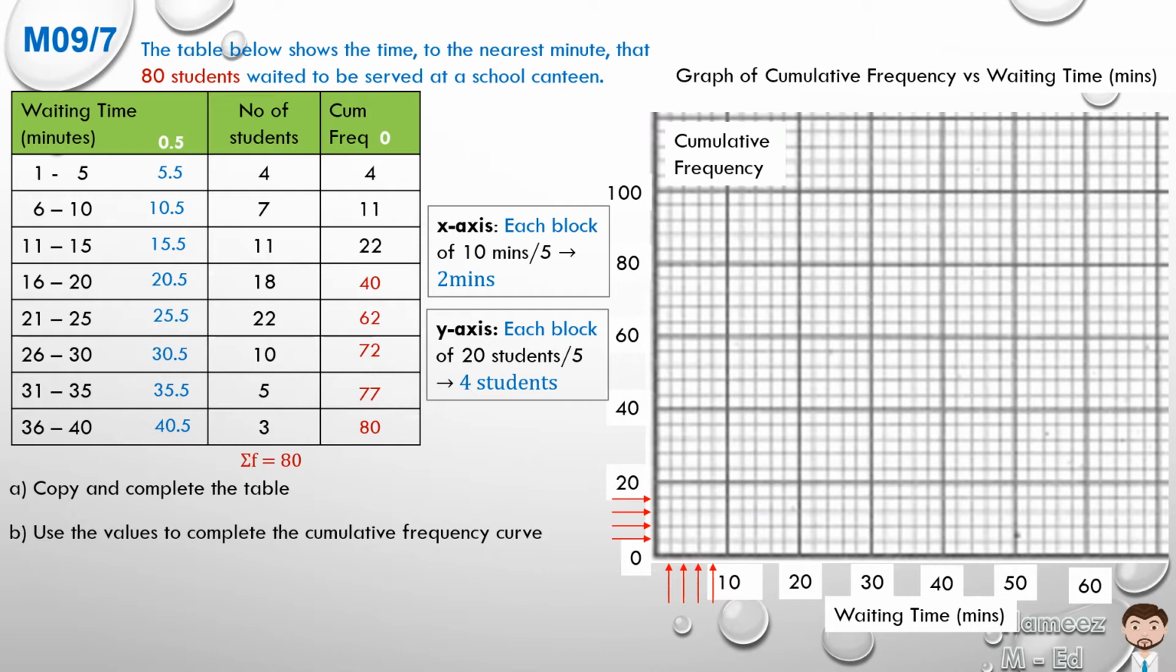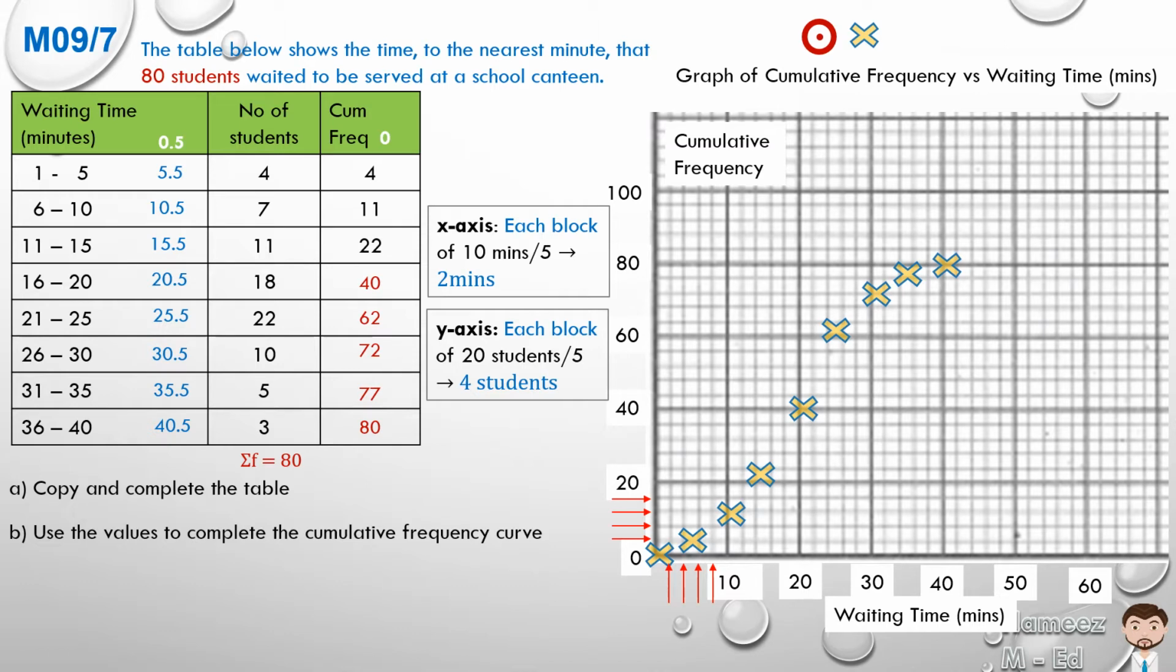Let's recall that when we are plotting the graph, we're given two options: either a dot with a circle around it, which I have indicated in red, or an X. I will be using, as a standard for me, an X throughout. So we plot our points, the first point being where the X value is 0.5 and the Y value is 0. The second being 5.5 as the X value and the Y value being 4, taking our upper boundaries and our cumulative frequencies. And we continue until we plot all the points.